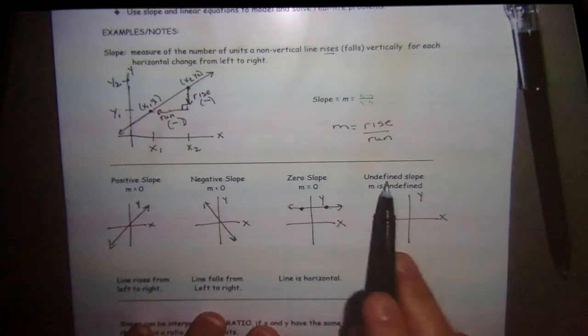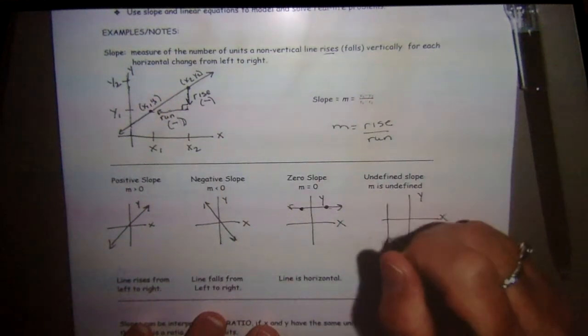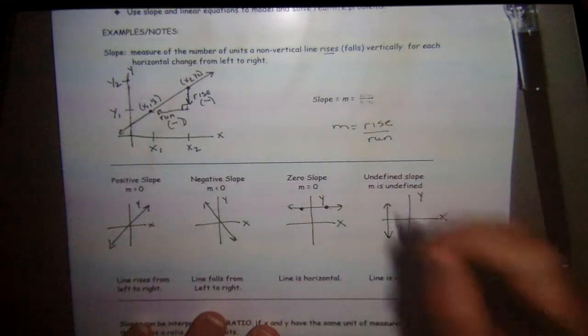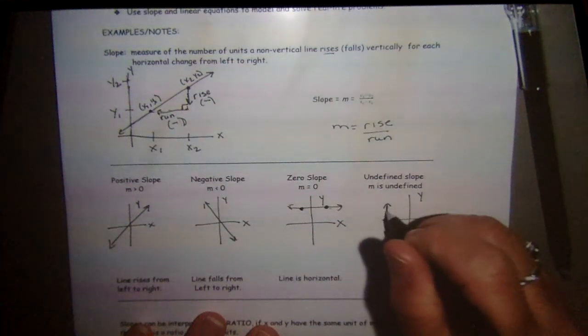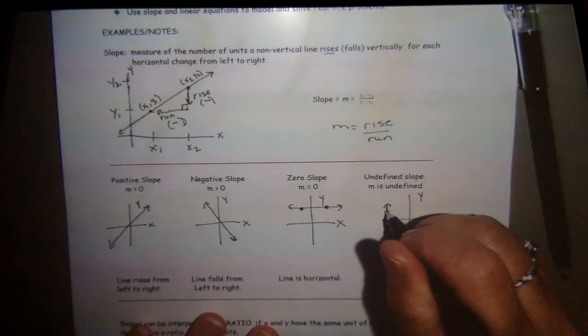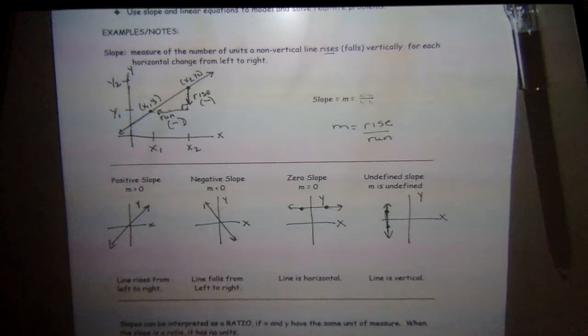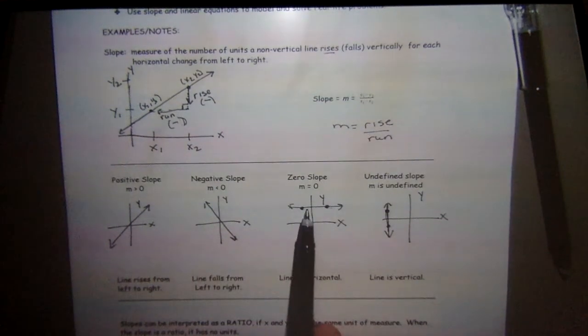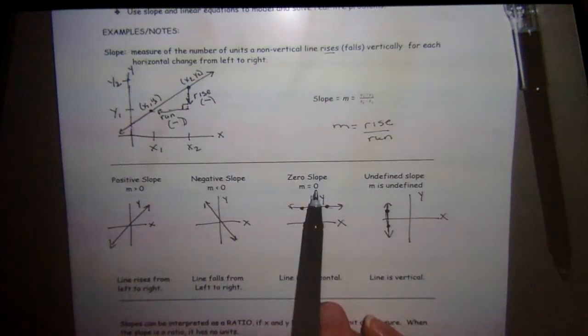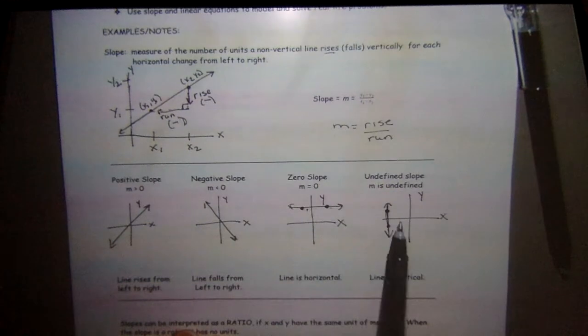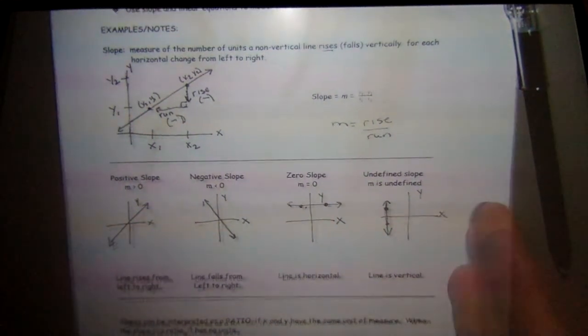Whereas an undefined slope is a vertical line. I fall from here to here, I rise whatever, and then I'm running nothing. And you all know that some number divided by 0 is undefined. So horizontal lines have slopes that are 0. Horizontal has an O in it, so that's a slope of 0. Vertical does not contain an O, so it is undefined.